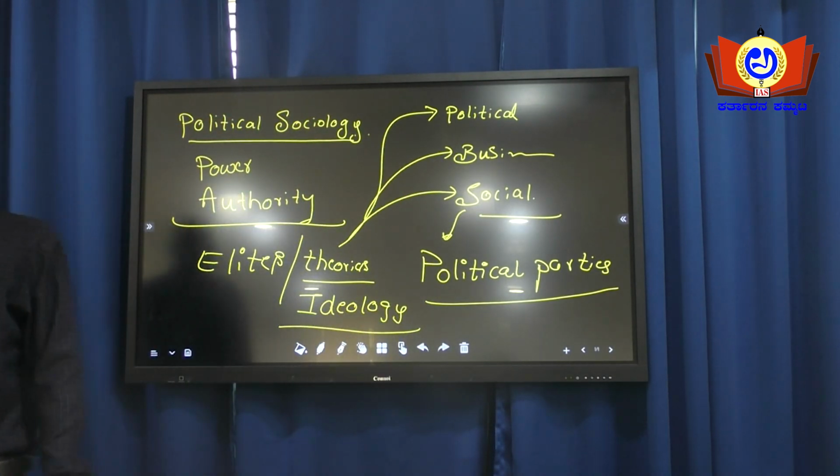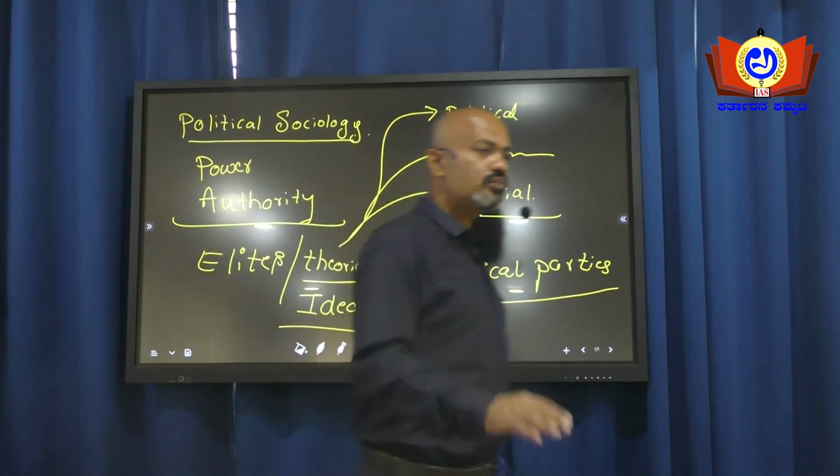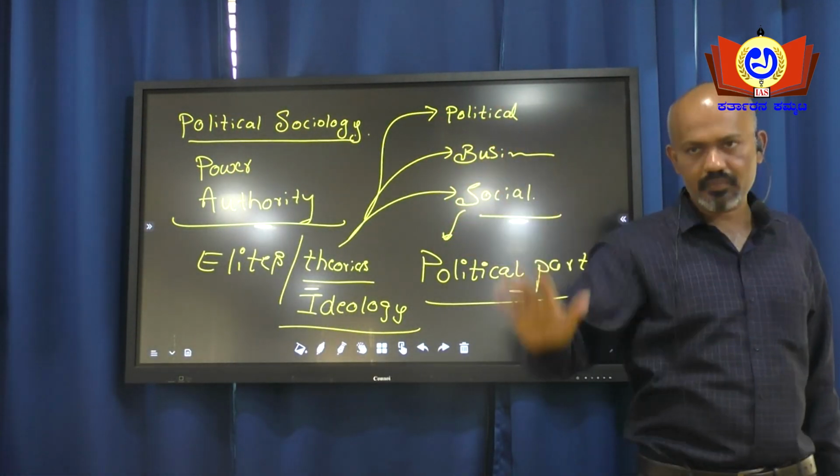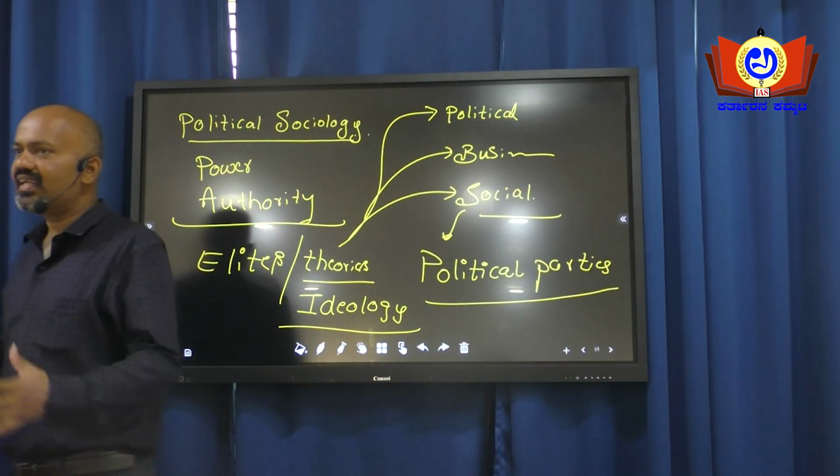The next, interest and pressure groups. We will discuss this. Very important. Questions on pressure groups and interest groups have appeared in examinations. Pressure groups and interest groups. Creating pressures.